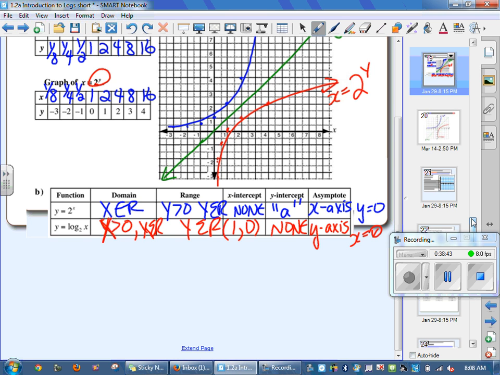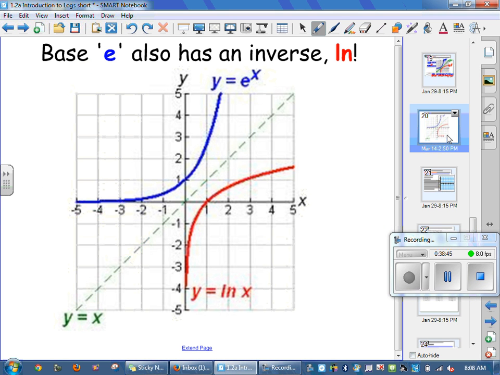Alright, the next section is the practice section. Do the practice section and see how you do. Check your answers. This concludes lesson 1.2a.